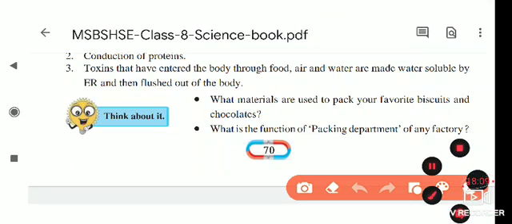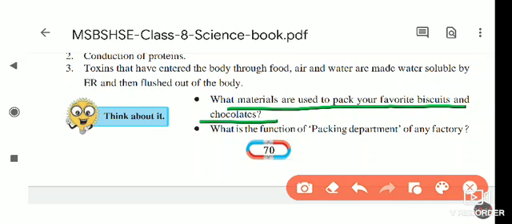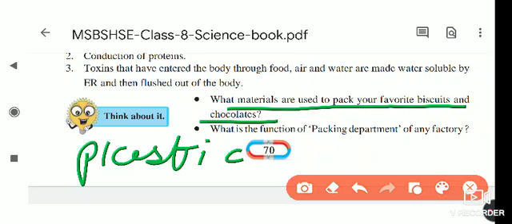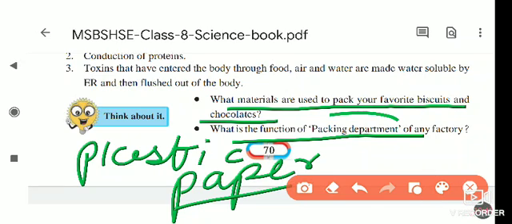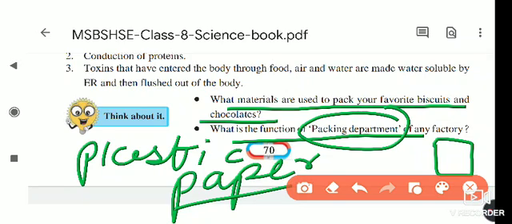Now, what materials are used to pack your favorite biscuits and chocolates? Plastic wrappers, or otherwise paper. Some chocolates are packed in paper, and some in plastic. So what is the function of the packing department of any factory? We have to pack in such a way that the material inside the packet remains fresh and airtight, and nothing enters the packet. That is the main function of the packing department.